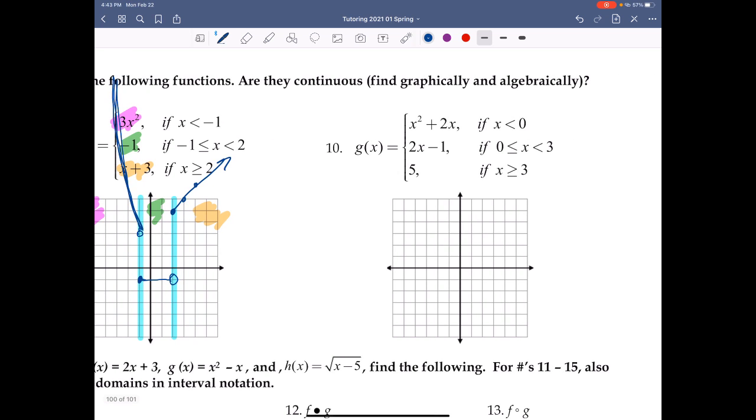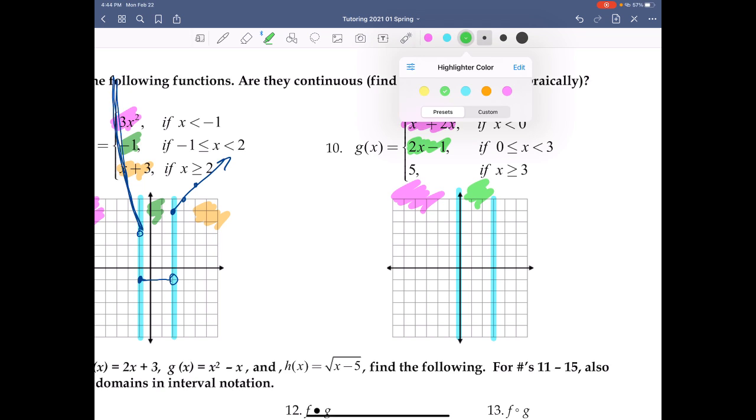Let's do the same thing on number 10 here. So I will again start with my boundaries. X is less than 0, so that's going to be everywhere to the left of the y-axis. And then we have another range between 0 and 3. That will be there. And then everything to the right. So this function, once again, will be all the way on the left. And then we've got this middle function, 2x minus 1 for the middle. And then finally, we've got the constant function 5. That'll be over here on the right.